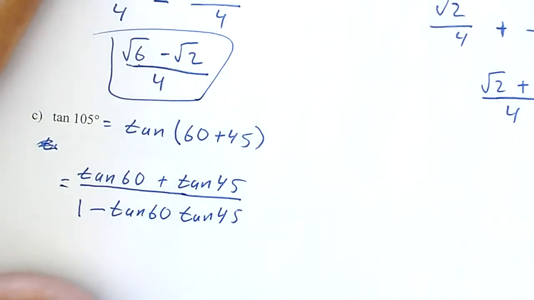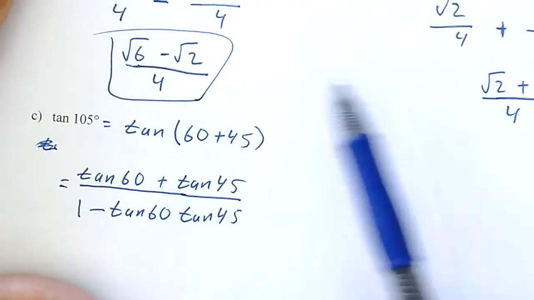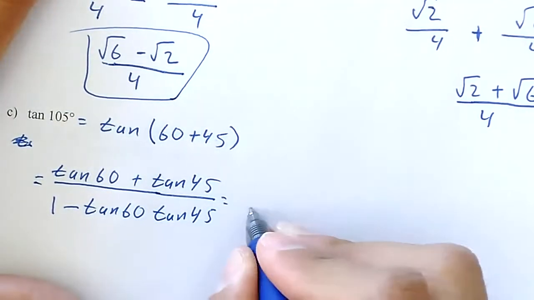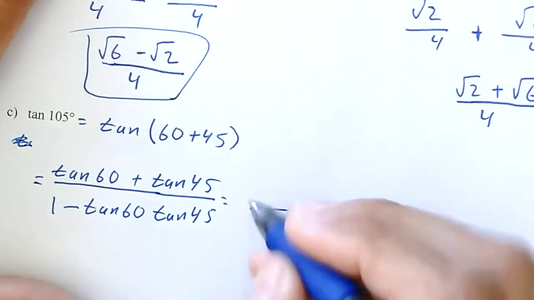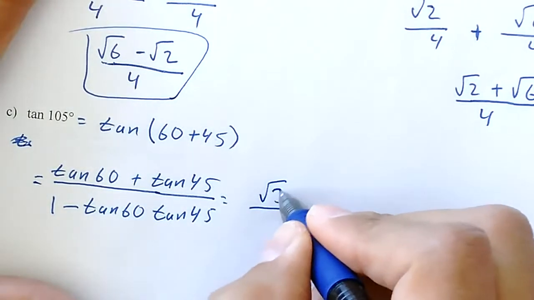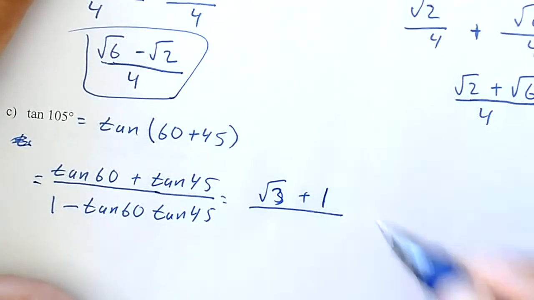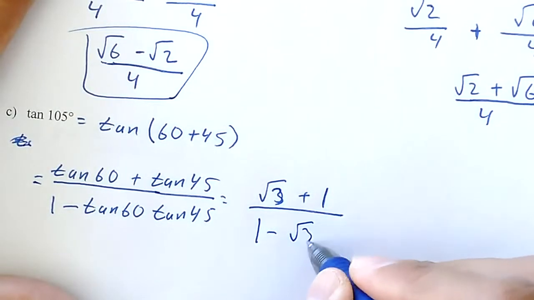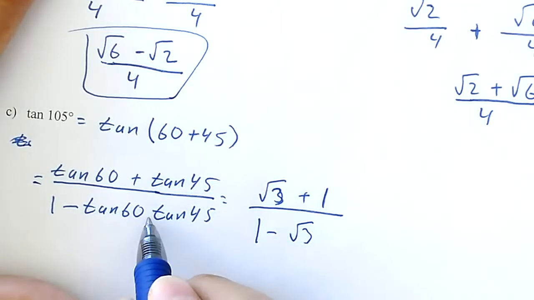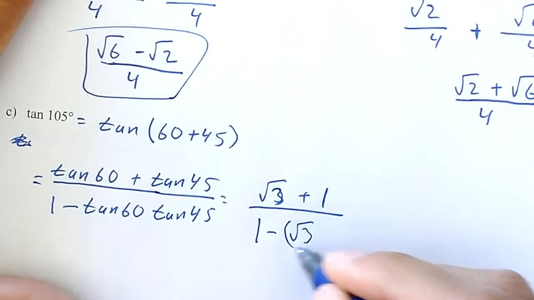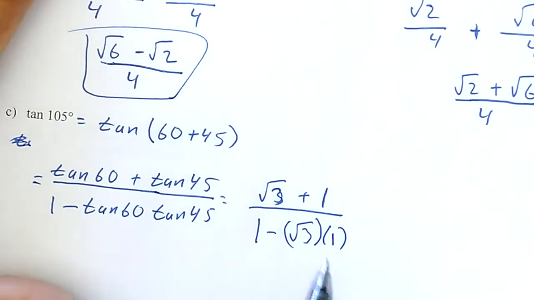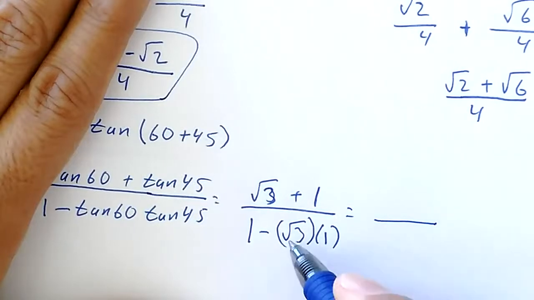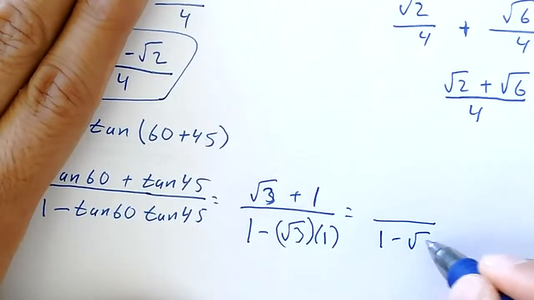So pause, draw some triangles, and by the way, if you drew the triangles for the ones on top, then use the same one. Tangent of 60. Tangent of 45. Tangent of 60. This is a multiplication, so let's be careful with that. Tangent of 45 is the 1. So I am multiplying those, and I will do that right now. When I am multiplying, rad 3 times 1 is simply rad 3.